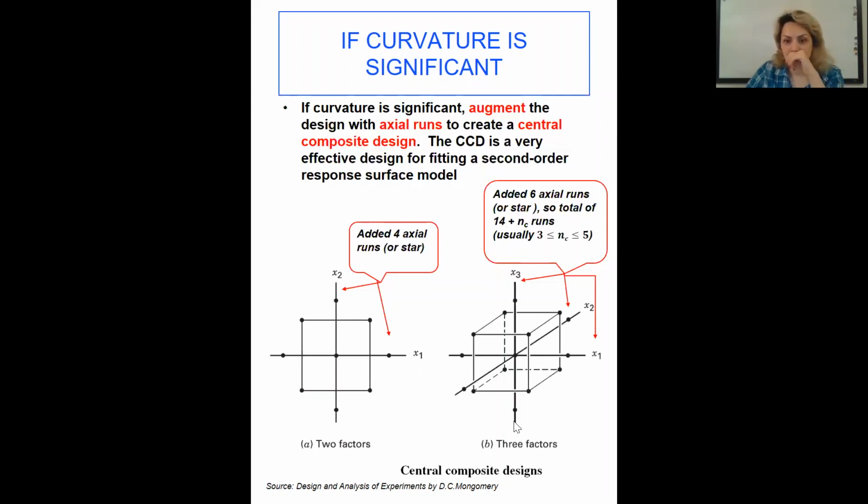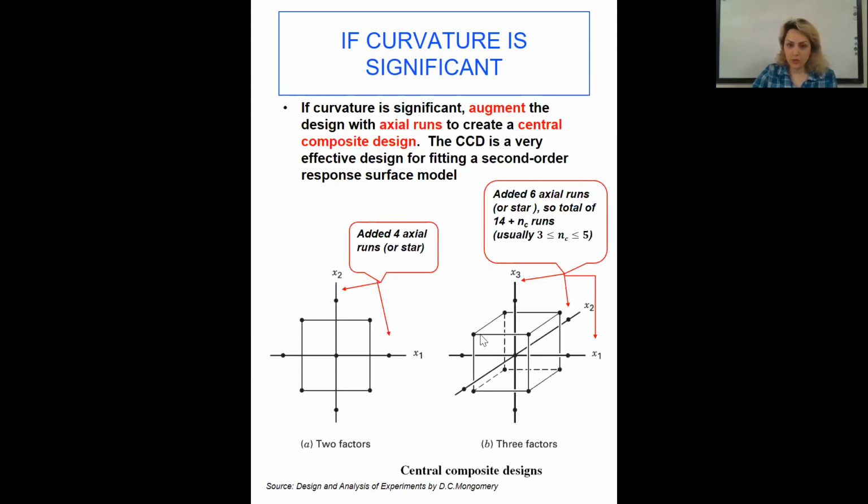Let's look at this one, when we have 3 factors. For 3 factors, we would add 6 axial runs. We call these runs star points. Most of the time, the number of star points is double the number of factors that we have. I have 3 factors here, so I would have 6 axial runs, which gives me 6 star points.